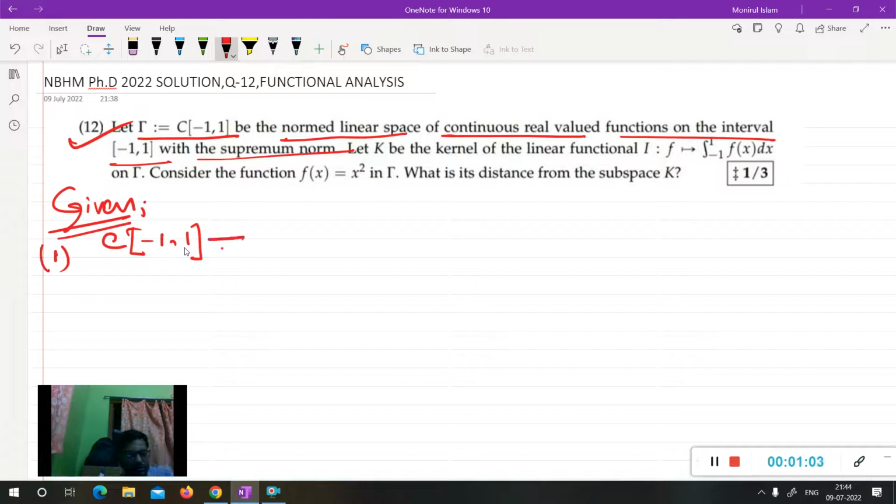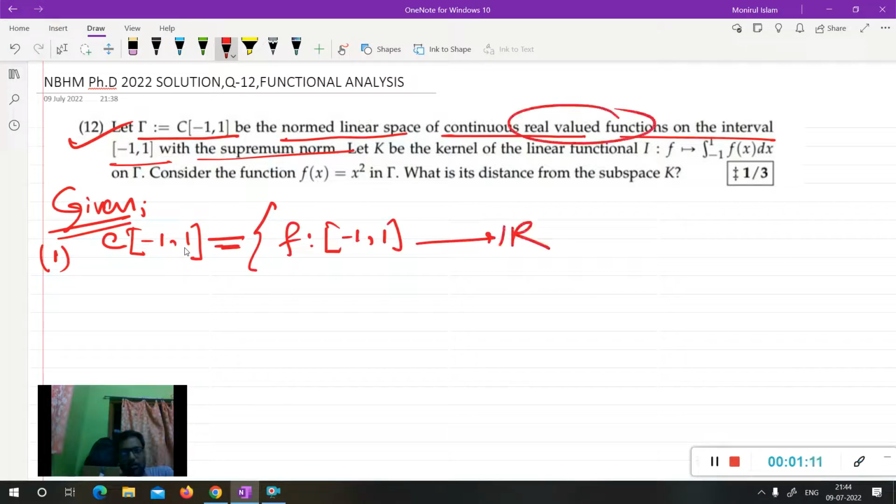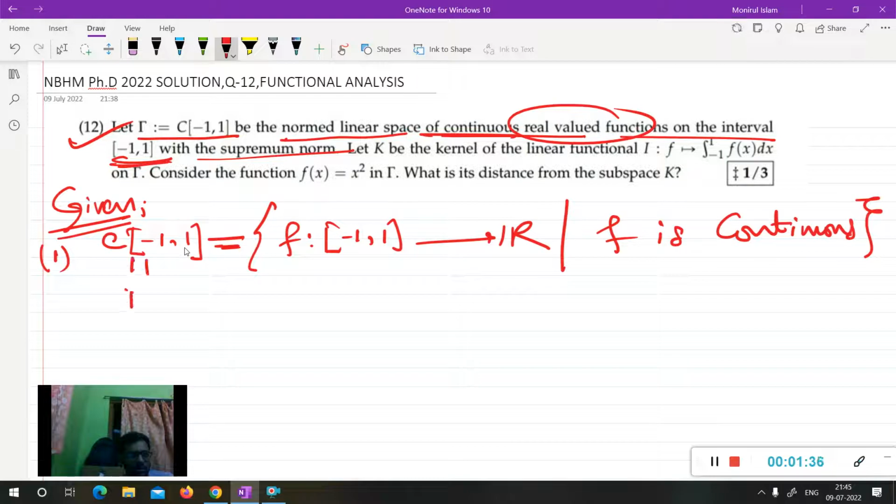So C[-1,1] is nothing but the set of all functions from the closed interval [-1,1] to R, because real-valued means each value of the function should be real, and the domain is the closed interval [-1,1]. Those functions are continuous: the space of all continuous functions, where f is continuous. From here, Γ is constructed.